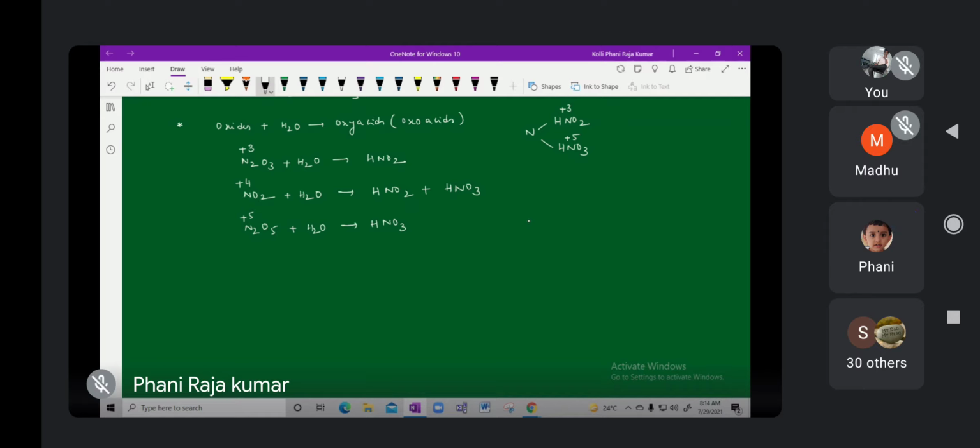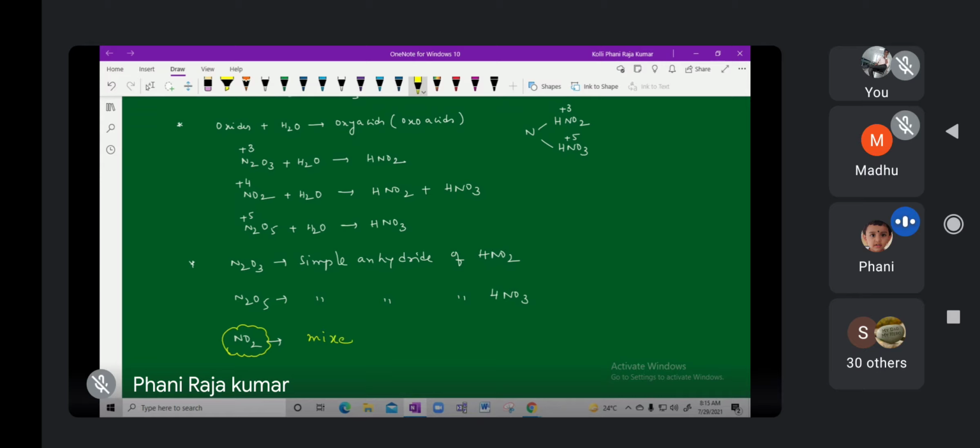Based on this, N2O3 is called the simple anhydride of HNO2. Next, N2O5 is also considered a simple anhydride of HNO3. But NO2 is not a simple anhydride, because NO2 with water gives 2 acids. That's why NO2 is called a mixed anhydride, not a simple anhydride.